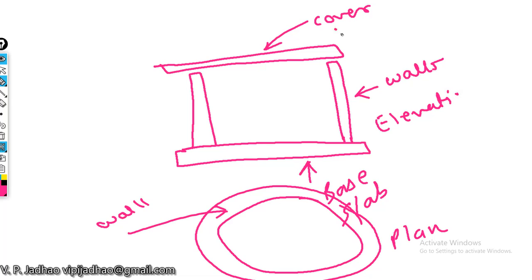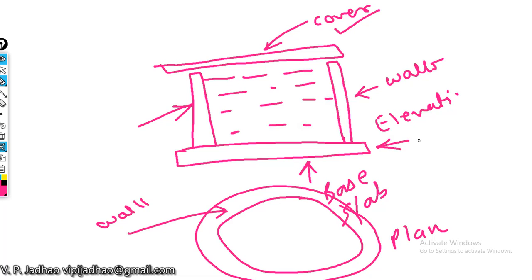We have the cover, which will be used to prevent the fall of any debris or any other material which is not required to be stored in the water. Then we have these walls, which help in the storage of water, and this is the base slab. It will provide the base or foundation for your water tank.